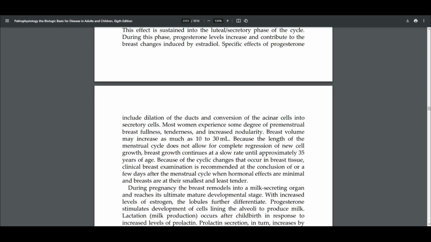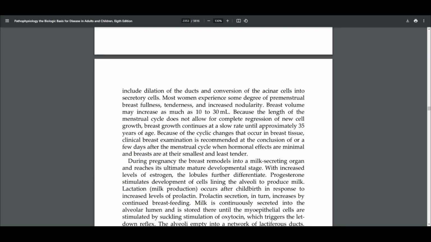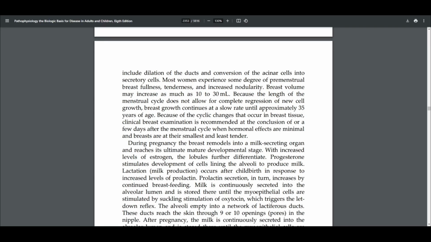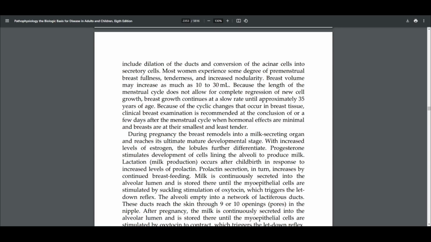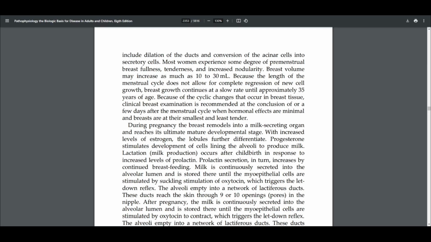Most women experience some degree of premenstrual breast fullness, tenderness, and increased nodularity. Breast volume may increase as much as 10 to 30 ml. Because the length of the menstrual cycle does not allow for complete regression of new cells or cell growth, breast growth continues at a slow rate until approximately 35 years of age. Because of the cyclic changes that occur in breast tissue, clinical breast examination is recommended at the conclusion of or a few days after the menstrual cycle, when hormonal effects are minimal and breasts are at their smallest and least tender.